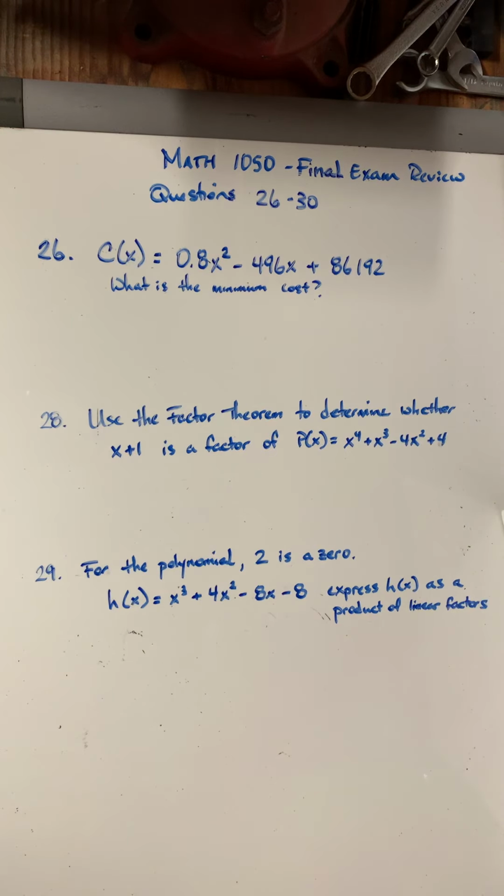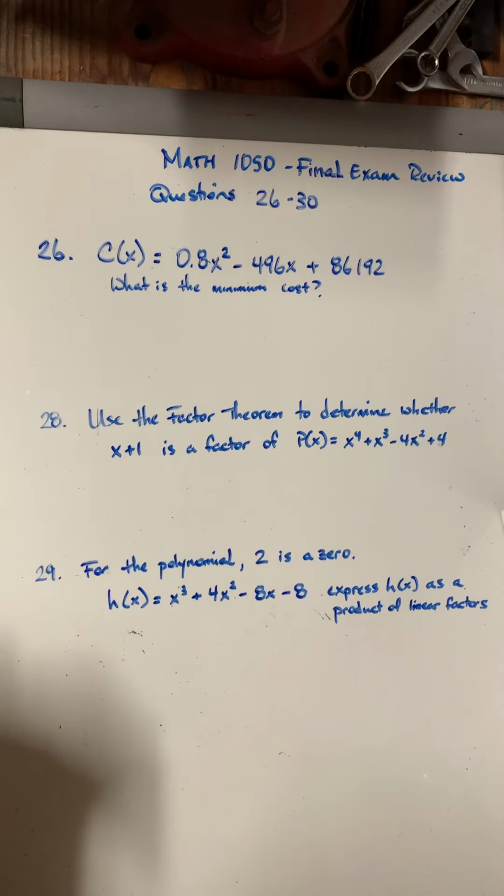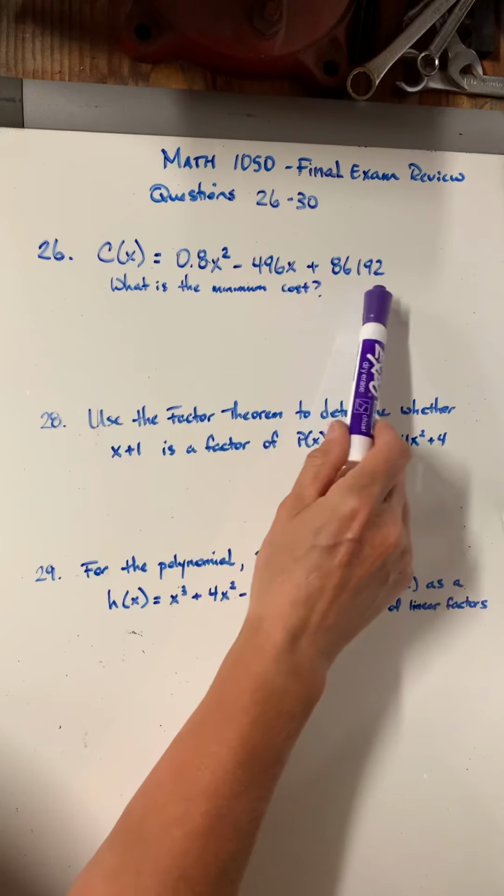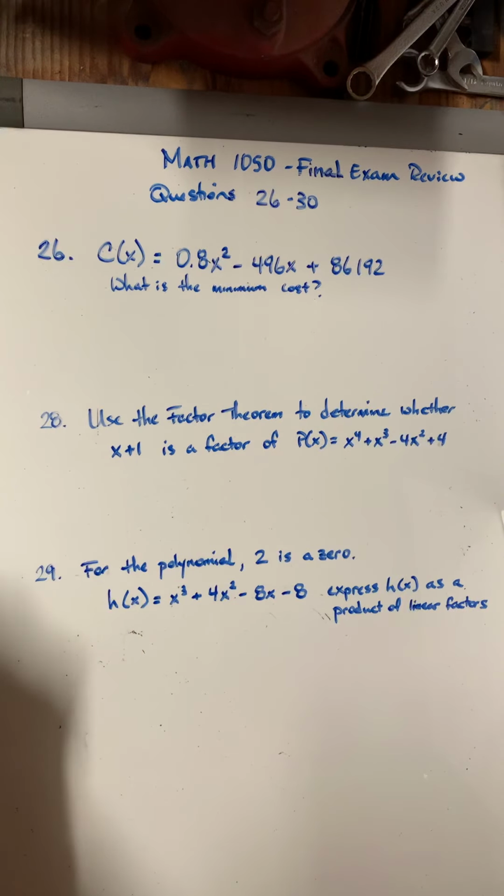This is the video for questions 26 through 30 of the final exam review for Math 1050. Question number 26 gives a cost function and asks what is the minimum cost.